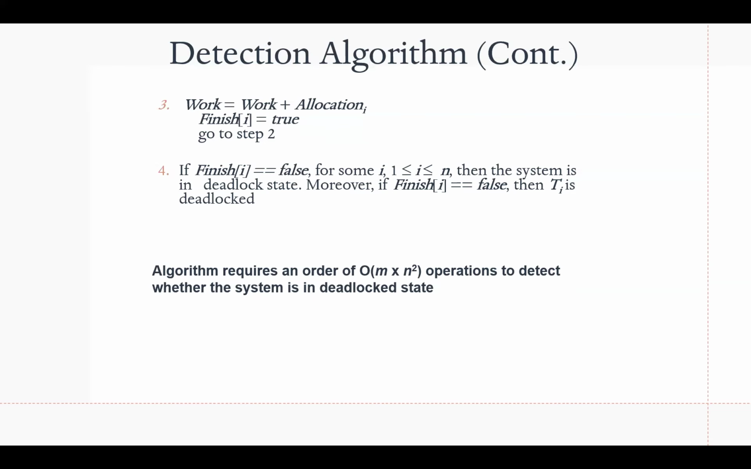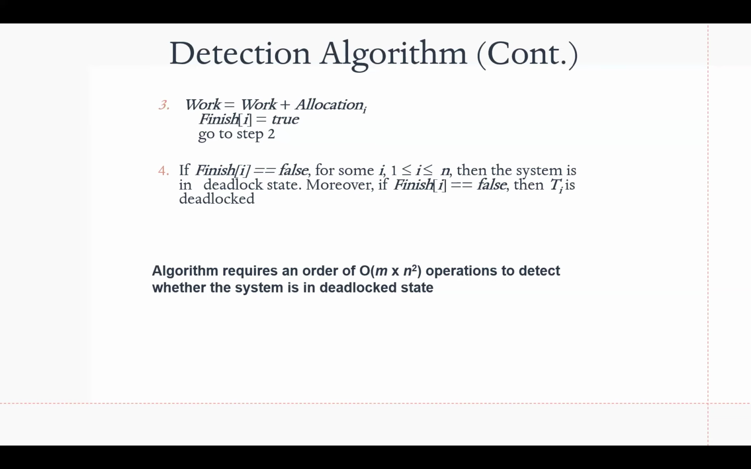Once this step is done, we again go to step 2 for the next i, because it will be in a for loop. The first process is done. Now we need to do all the steps again for the second process, third process, fourth process, and so on, until all the processes are finished. So this is the simple deadlock detection algorithm, used when there are multiple instances of each resource type.